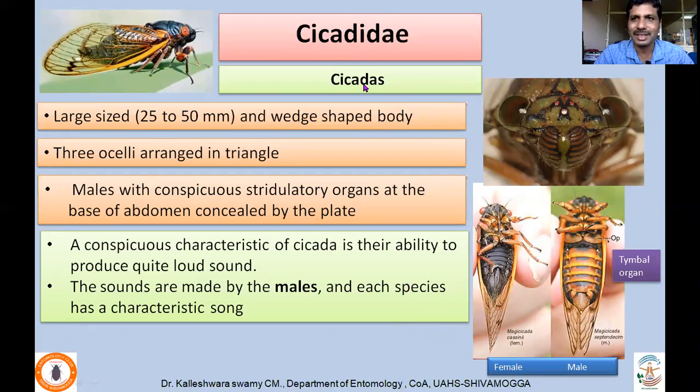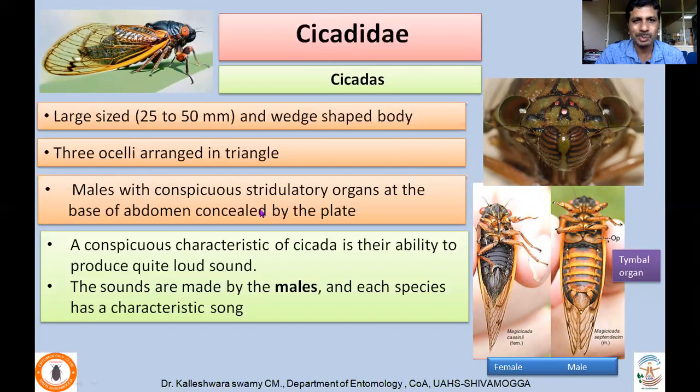Cicadidae are commonly called cicadas. I think probably all of you have heard the sound of cicadas. They are comparatively large sized, measuring from 2.5 to 5 centimeters, and they have a wedge-shaped body. You might have seen the sitting posture of cicadas on tree barks, making sound. A very important character of cicadas is three ocelli arranged in a triangle. You can see here, between the compound eyes you'll find the three ocelli arranged in a triangle. That is a very important character of Cicadidae.